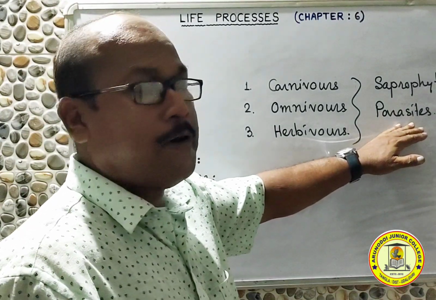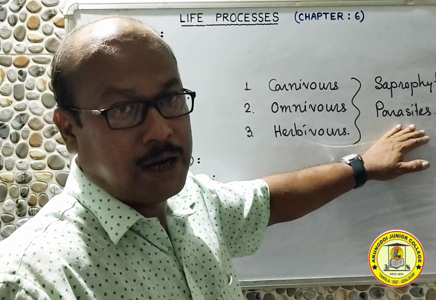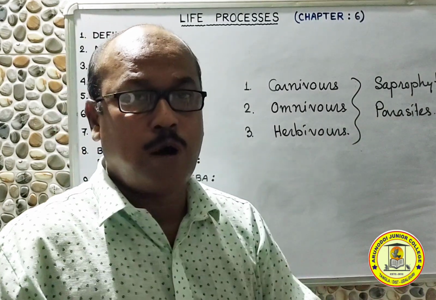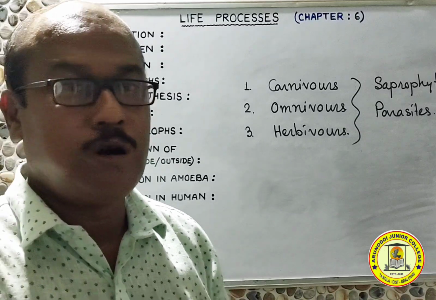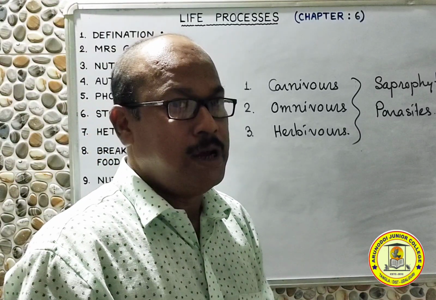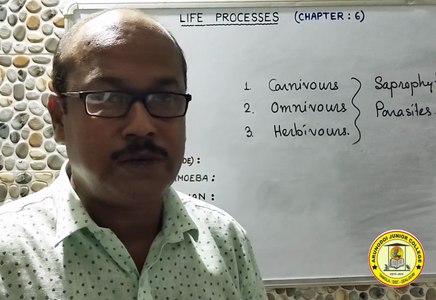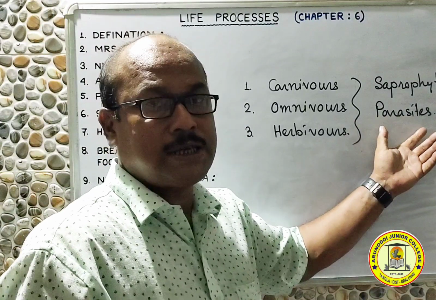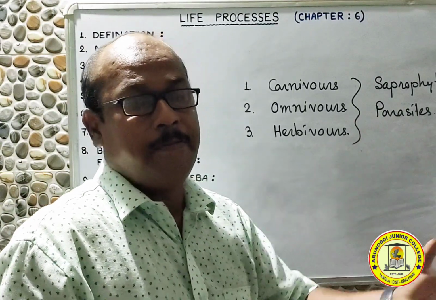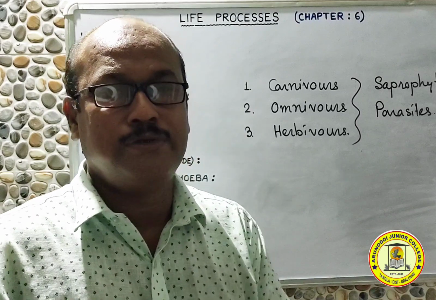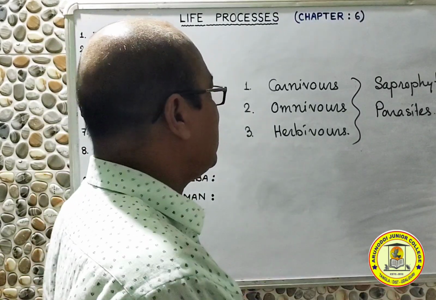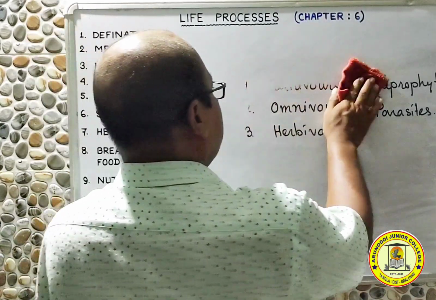For example, parasites may be internal and external. Internal parasites may be like worms, tapeworm, hookworm, roundworm, etc., which remain inside our body, and without killing us, they collect food continuously from there. And external parasites like leeches, mosquitoes, etc., also live on our body. They collect food from our body. So these are the different types of heterotrophic organisms.